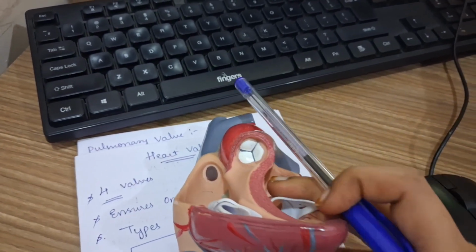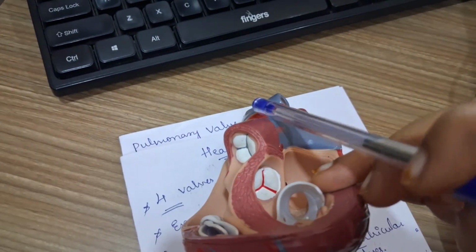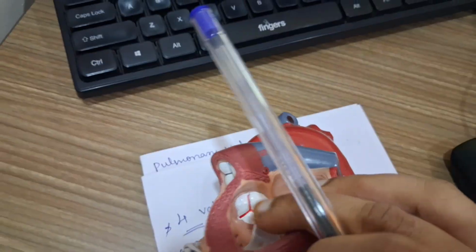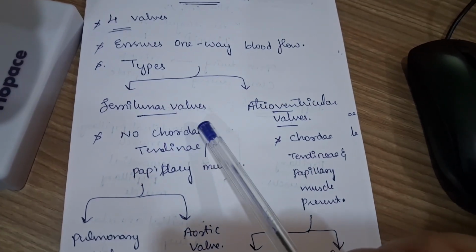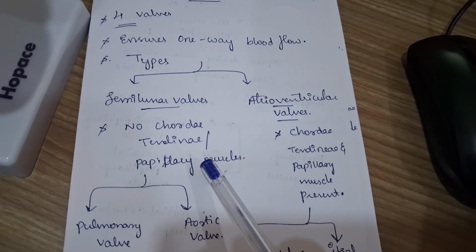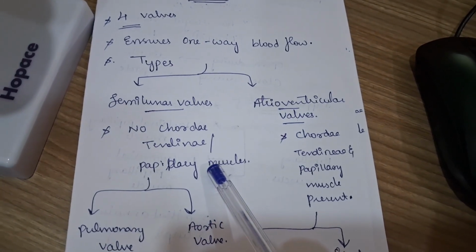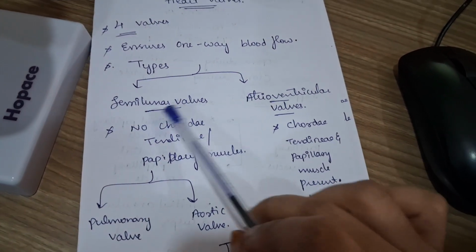This is the first one, and this one is the second one. So there are 2 semilunar valves which do not contain chordae tendineae or attach with the papillary muscles. Semilunar valves.